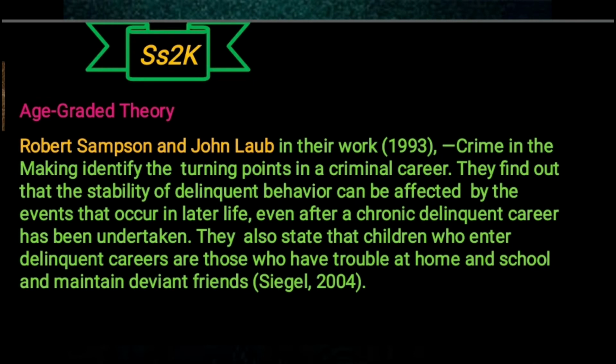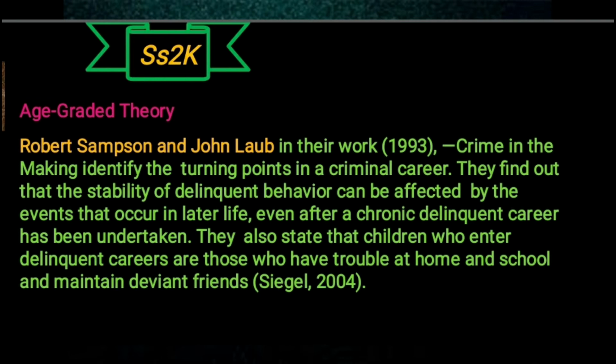Age-graded theory was introduced by Robert Sampson and John Laub in their 1993 work, Crime in the Making, which identified the turning points in a criminal career. They found that the stability of delinquent behavior can be affected by events that occur in later life, even after a chronic delinquent career has been undertaken. They also state that children who enter delinquent careers are those who have trouble at home and school, no?